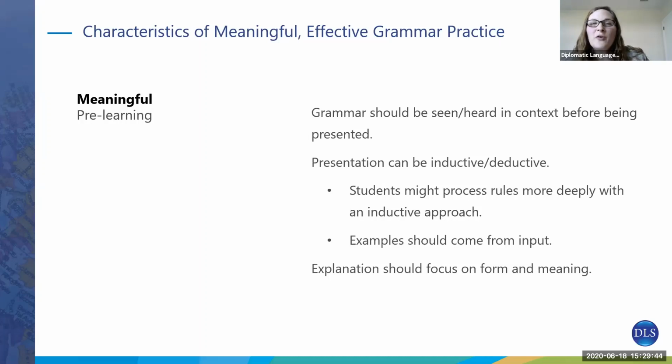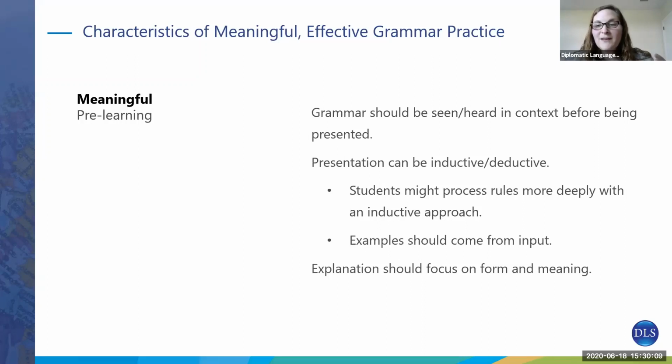This approach does take a little more time. Sometimes it's more efficient, and if it's an easy, simple rule, it might just be simpler to present it and move on. So that's something that you as a teacher can decide, when the situation is right to use which approach. But in either approach in the presentation, the examples that you're using should come from the input.